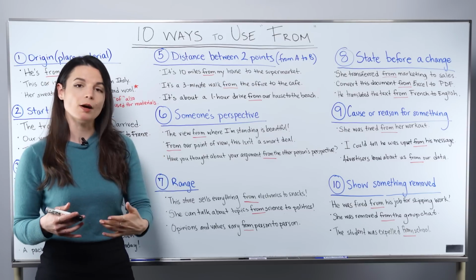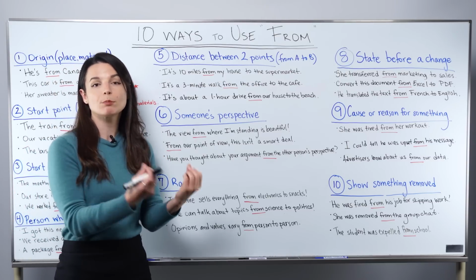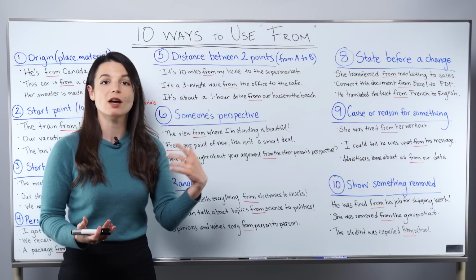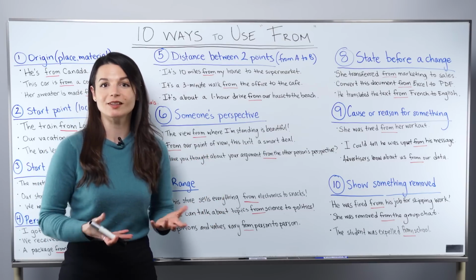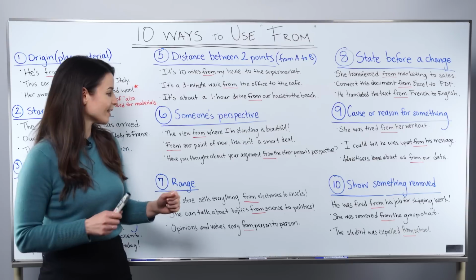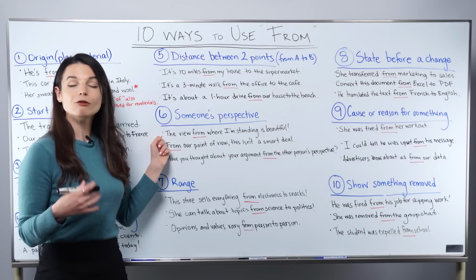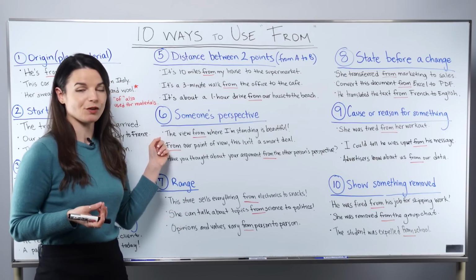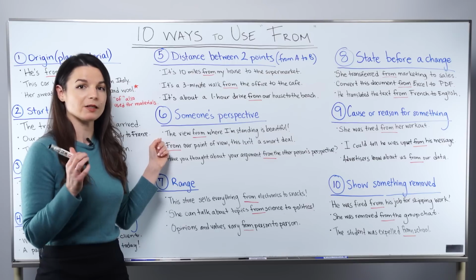Okay, next one, number 6. We can use from to refer to someone's perspective or someone's point of view, the way another person sees a situation. Let's look at these examples. The view from where I'm standing is beautiful.